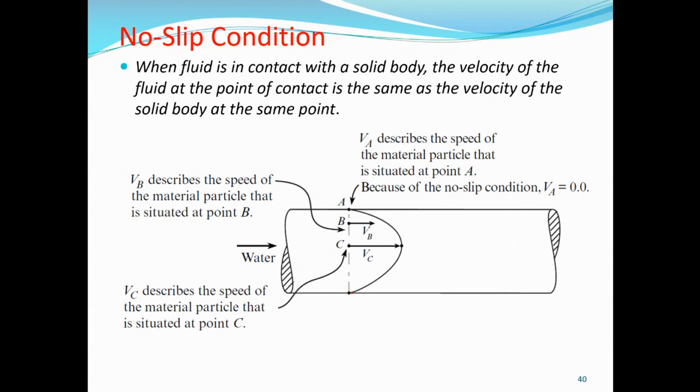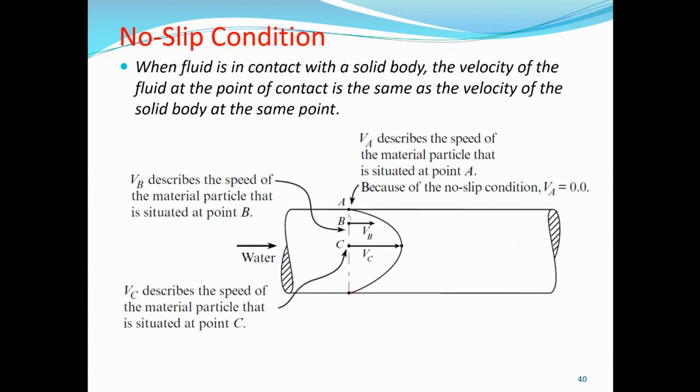Because the cross section is circular, the water particles in contact with the pipe walls have velocity 0. As you move away from the pipe wall, the velocity increases up to the center of the pipe where it is maximum, and then it begins to decrease.